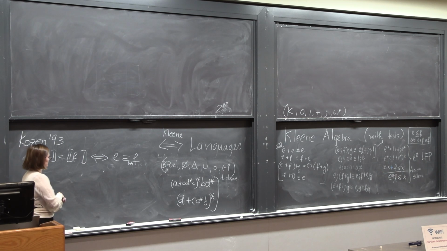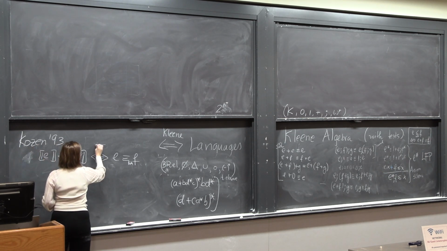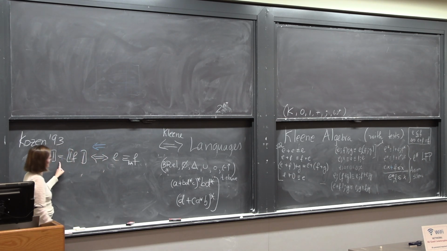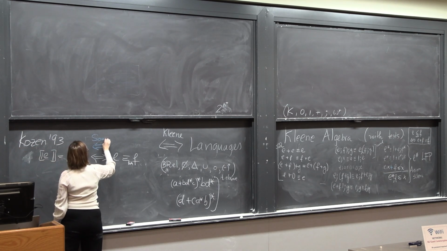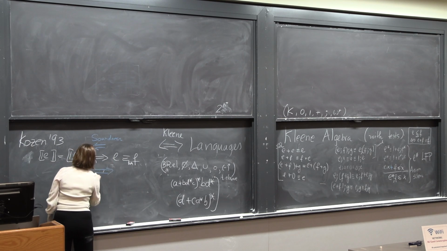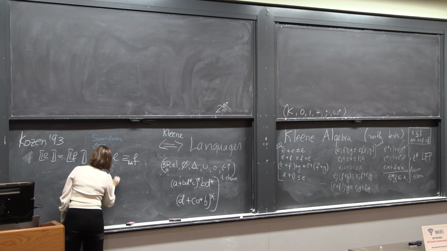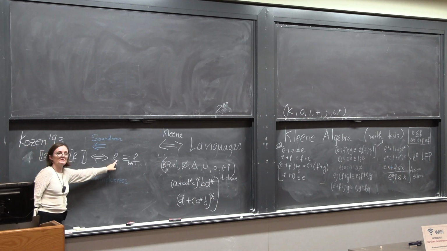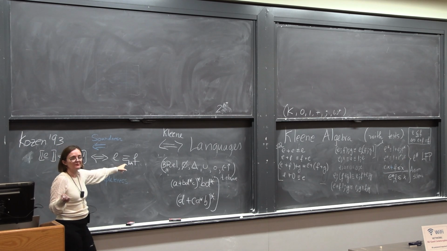Okay? So this direction, the direction from, you know, that I go from syntax to semantics, this is what is called the soundness. And this here is called completeness. So soundness just really tells me that regular languages are a model of Kleene algebra, which we already convinced ourselves a few minutes ago.